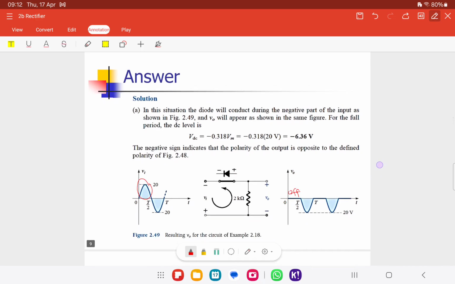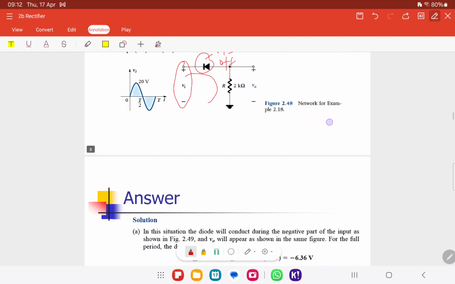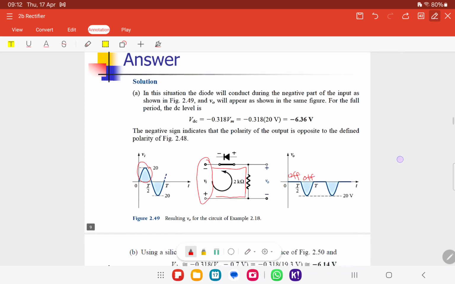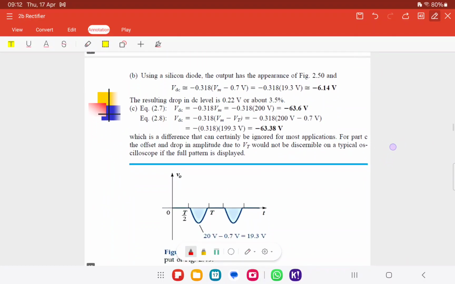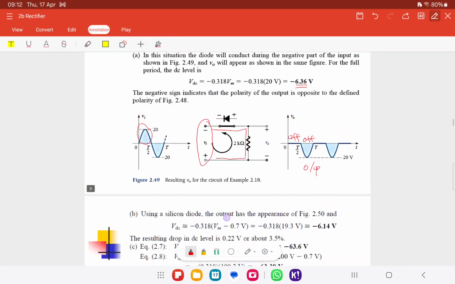Okay, so what we can do is kita boleh tukar on this one. We change the polarity, so the current can flow here. So we have on for negative cycle. Okay, so this is the VR output for negative cycle. So kita dapat here is negative. Okay, this one, apa soalan dia lagi?